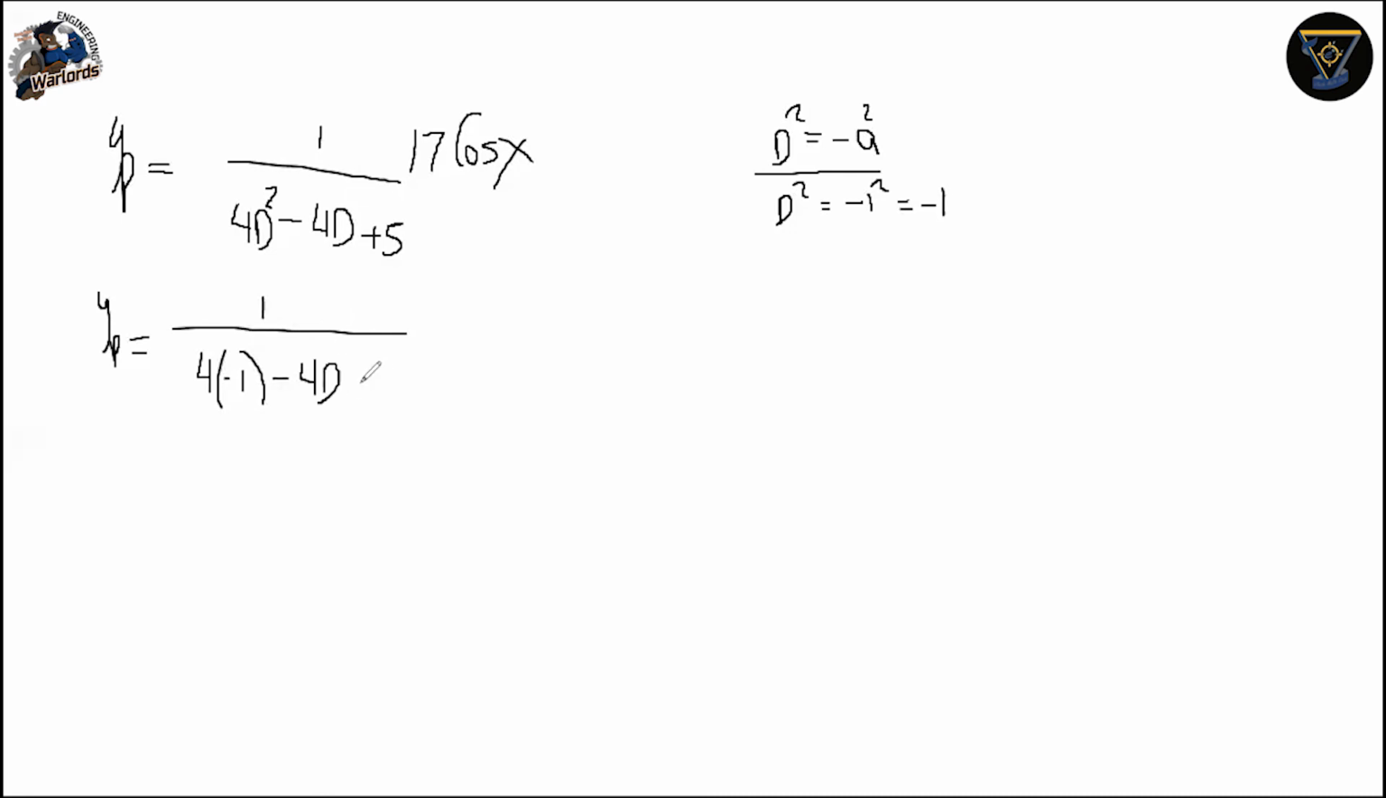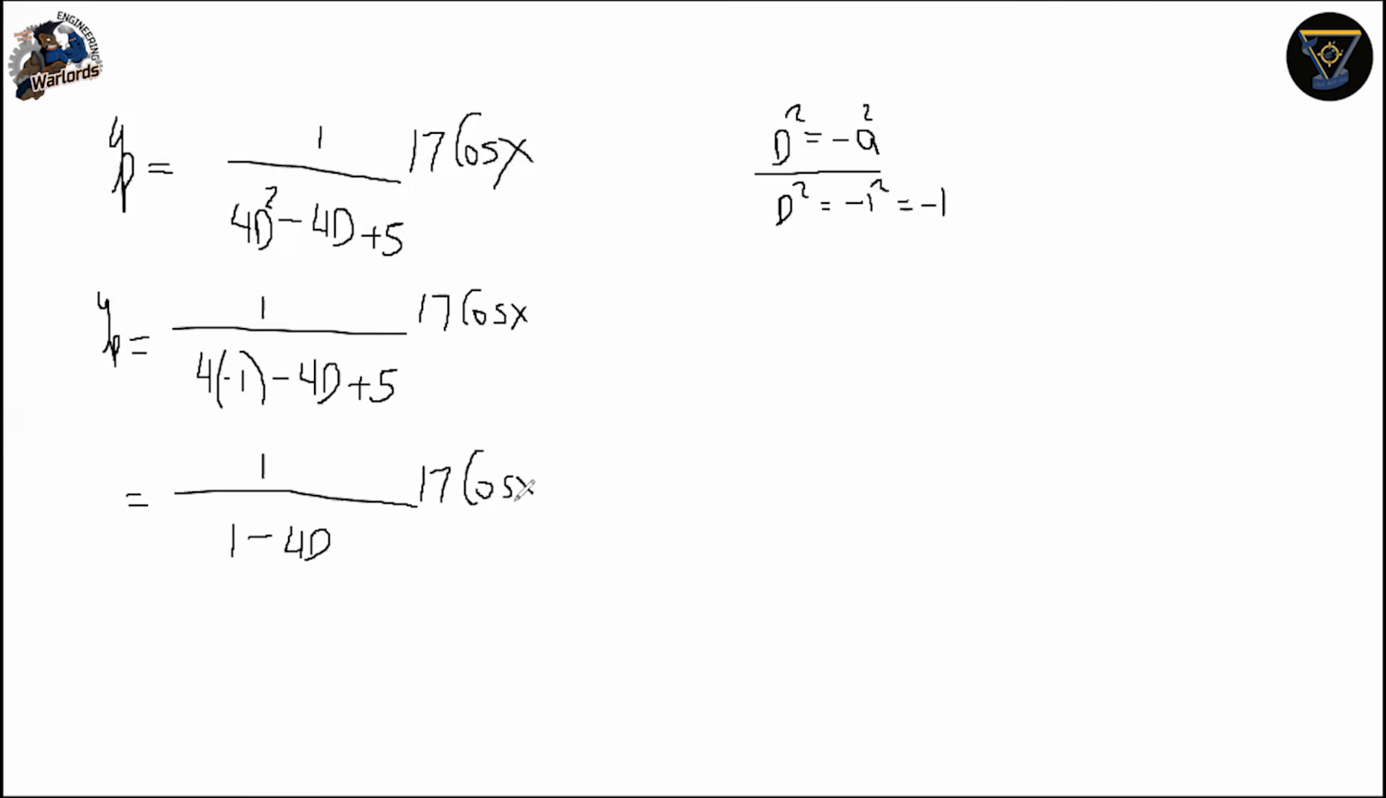And you have your plus 5, right? And you're going to have the 17 cos x. So we're just simplifying. So it's going to be 1 over. So this is going to be minus 4. But minus 4 plus 5 is 1. So it's just going to be 1 minus your 4d. And it's being multiplied again by 17 cos x.